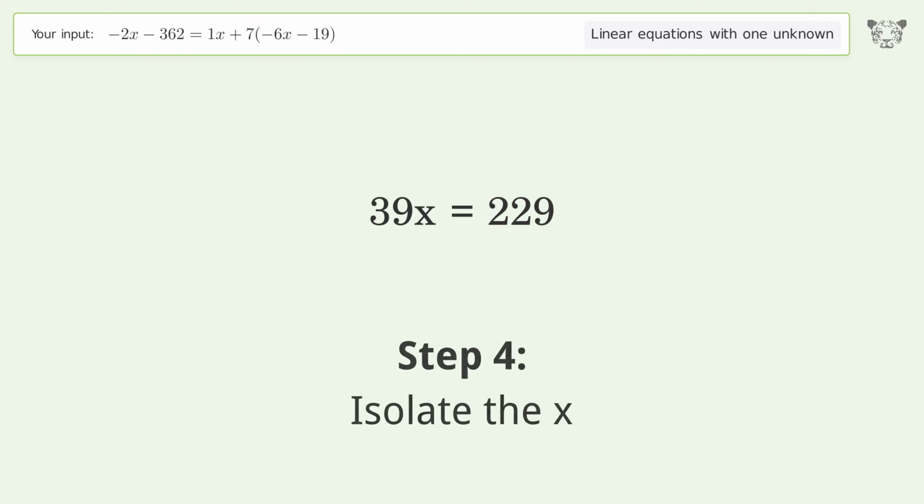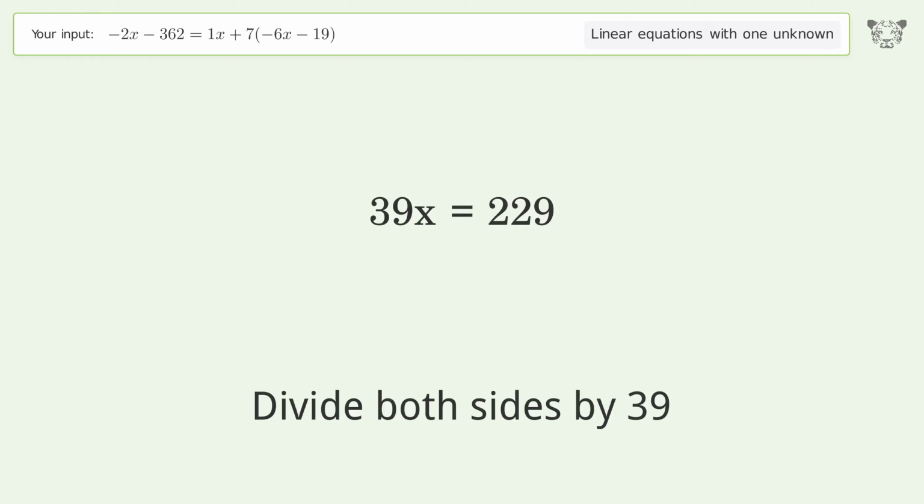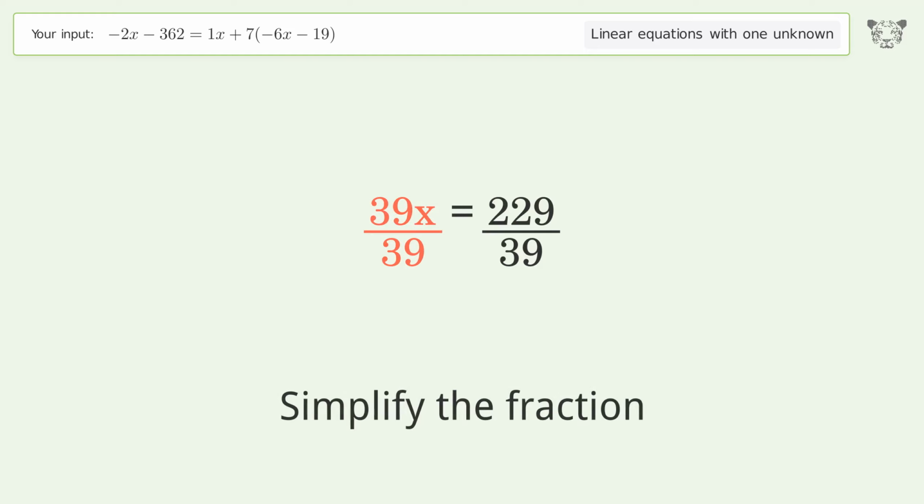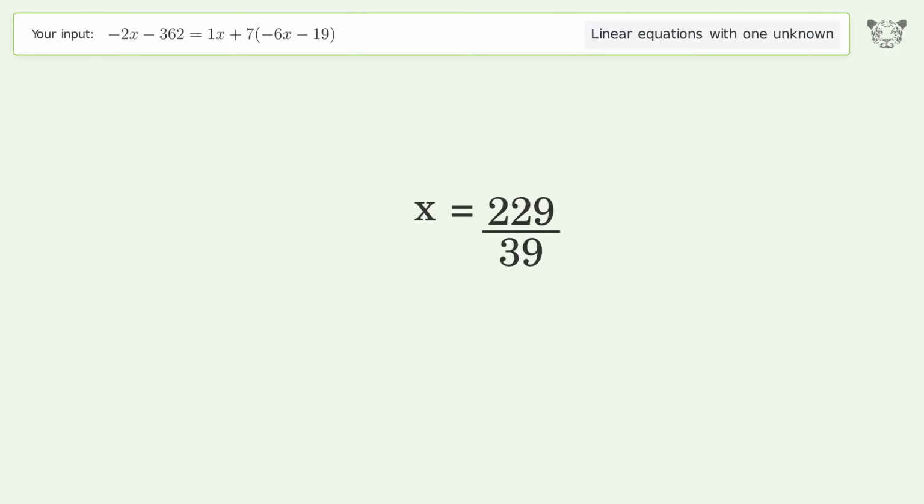Isolate the x. Divide both sides by 39. Simplify the fraction. And so the final result is x equals 229/39.